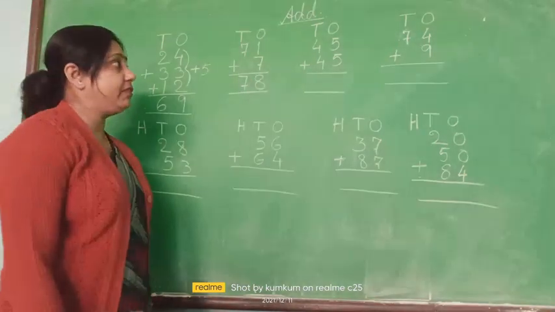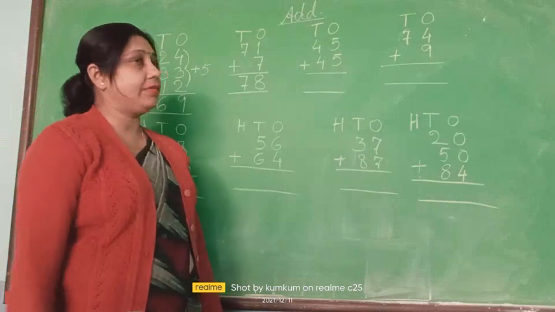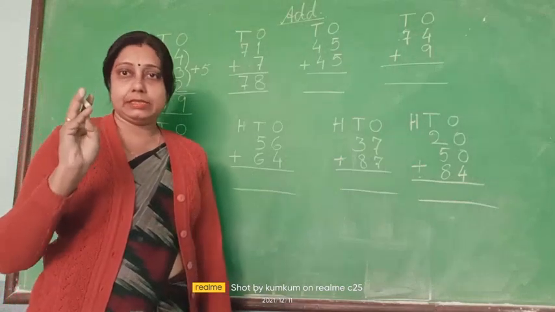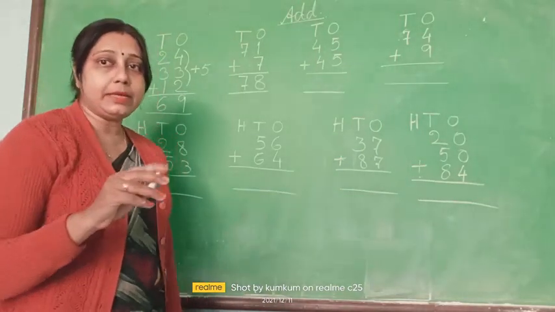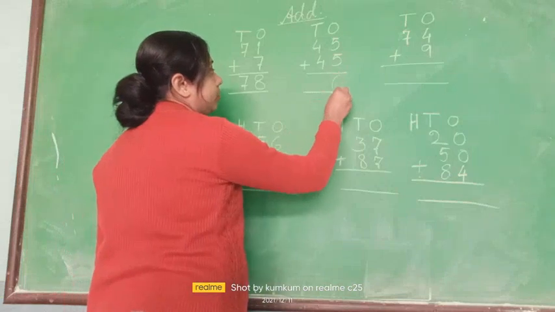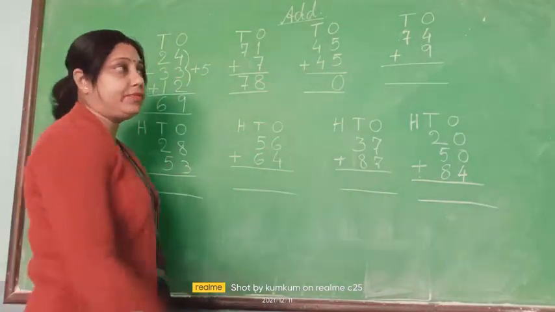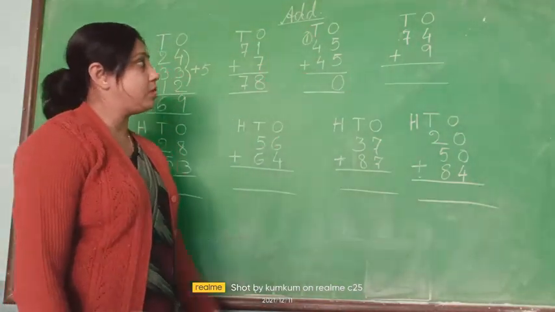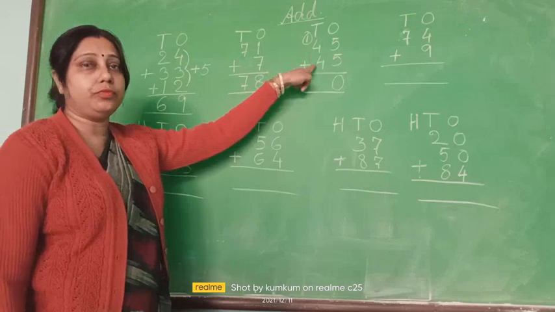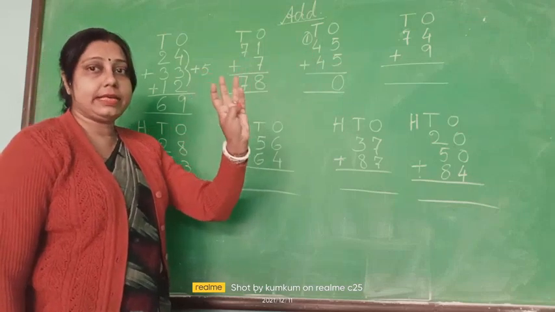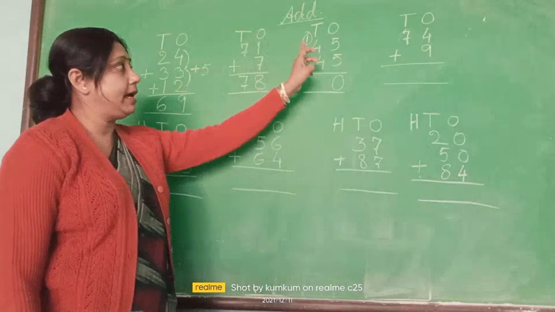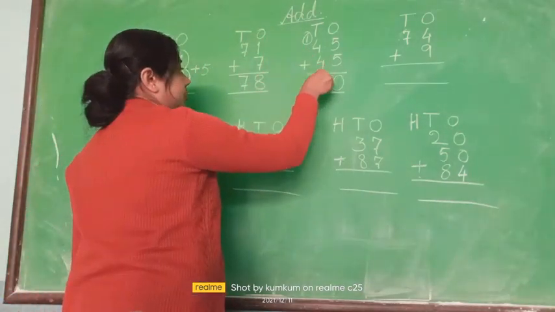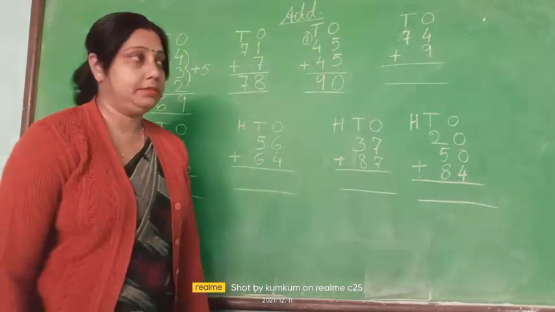Next one, 45 plus 45. Now see, after 5 you have to count more 5. That means 6, 7, 8, 9 and 10. That means we will not write 2 digits. We are going to write here only 0 of 10 and 1 I am going to carry over in the tens house. So after 4 you have to count more 4. So after 4, 5, 6, 7 and 8, and then you count 1, that is 9. So the answer is 90.